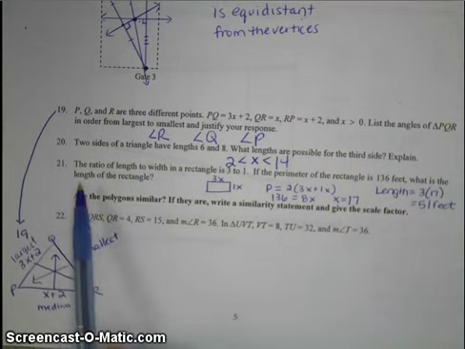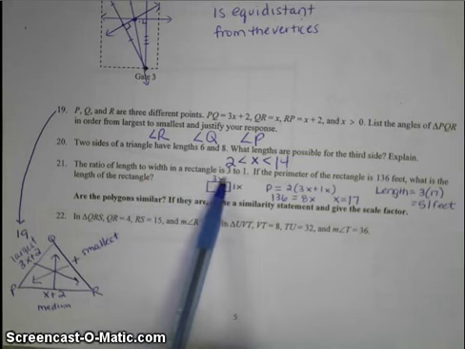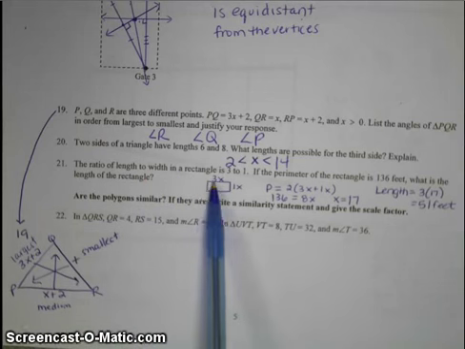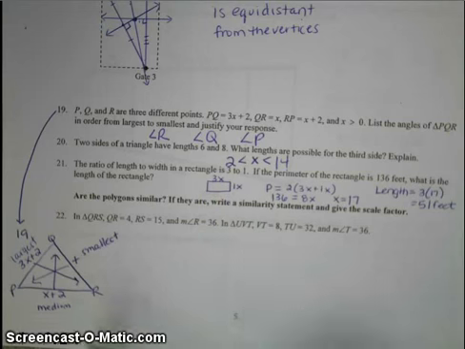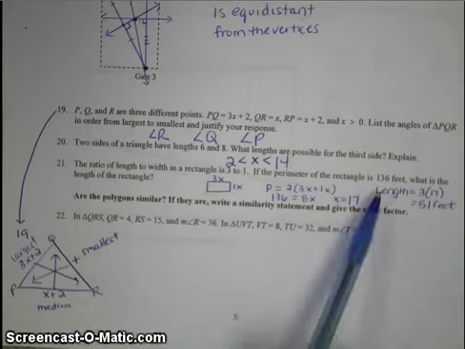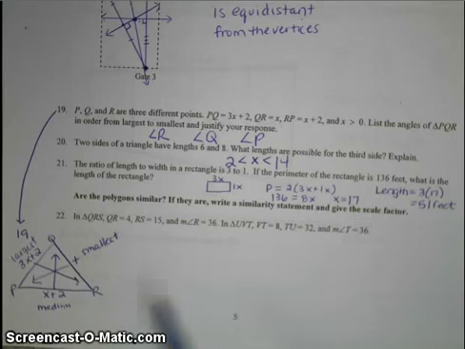Number 21. The ratio of length to width in a rectangle is 3 to 1. So I marked this in my picture as 3x is the length and 1x is the width. So no matter what, the ratio is 3 to 1. If the perimeter of the rectangle is 136 feet, what is the length of the rectangle?